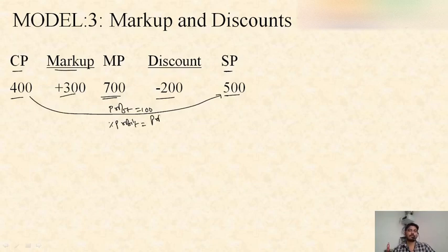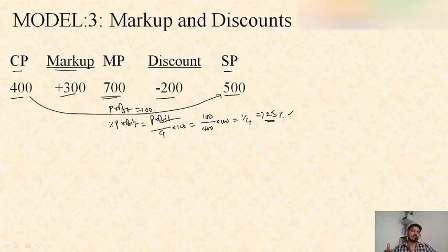Now suppose you want to calculate the percentage profit. Percentage profit equals profit divided by the cost price into 100. You are getting a profit of 100 out of 400, into 100. So you are getting 1 by 4. This 1 by 4 is nothing but 25%. So in this transaction, you are getting a profit of 25%.